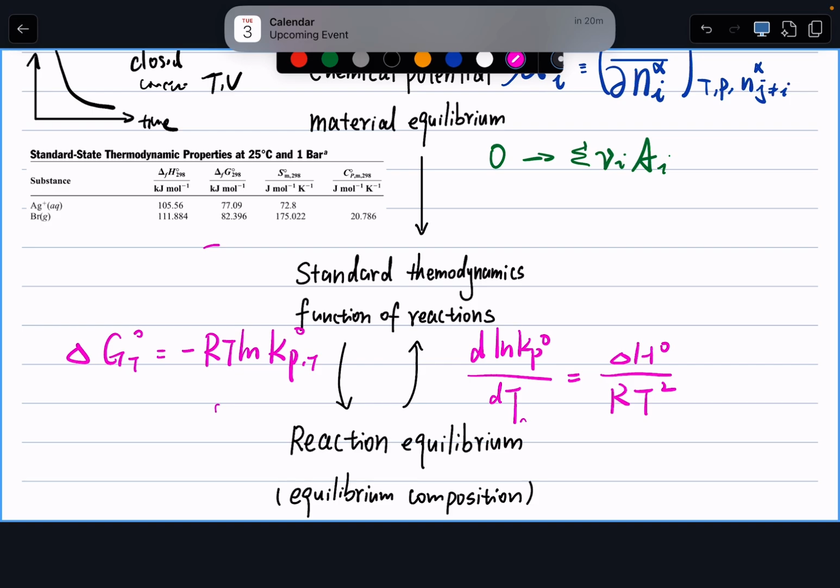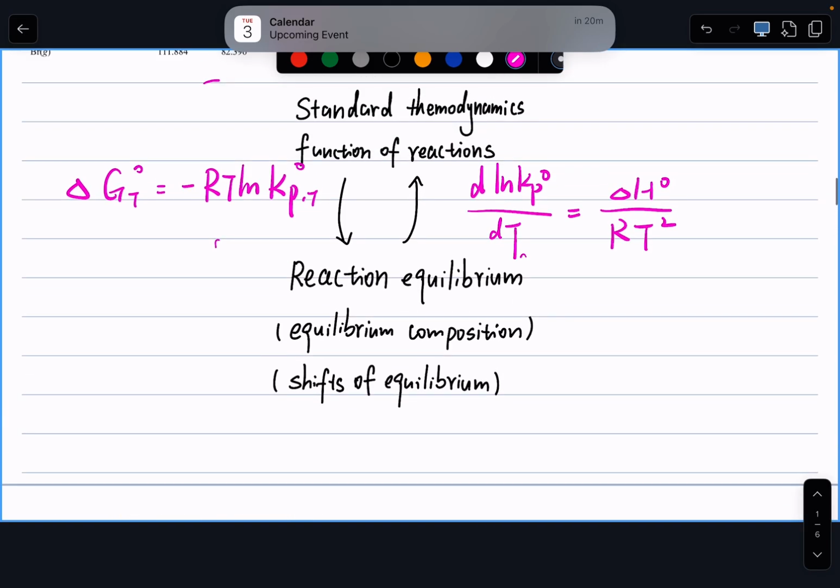So that's chapter 6. And then chapter 7 is phase diagram, right? So the phase rule, the one component phase diagram, and also the Clapeyron equation we just did. And that's the end of our entire quarter.